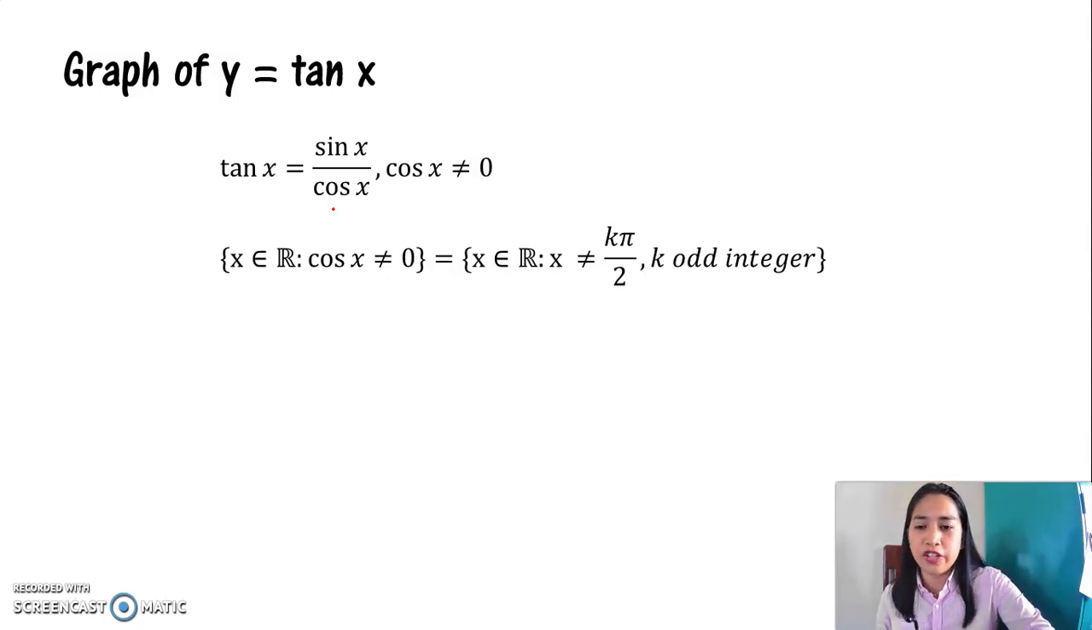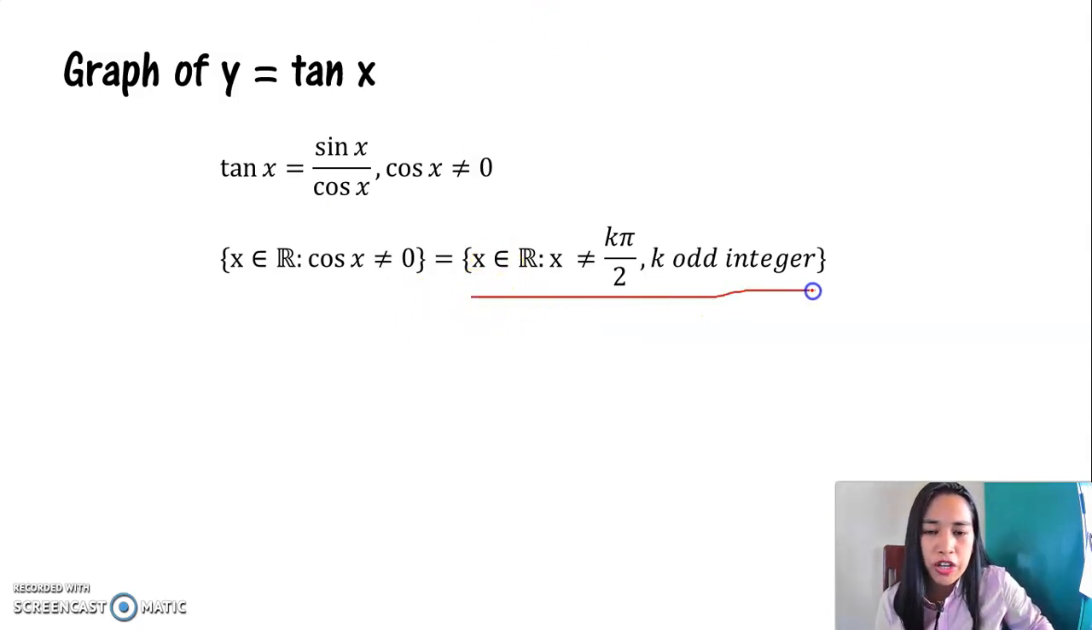And what are those values where cosine x is 0? Yes, those are the values that are multiples of 90 degrees or pi over 2. So we need to avoid the values of pi over 2 and its multiples, because that is where our function becomes undefined. In other words, those values are our vertical asymptotes. So this is the domain of our tangent function: x is an element of the real numbers such that x must not be equal to k pi over 2, where k is an odd integer.